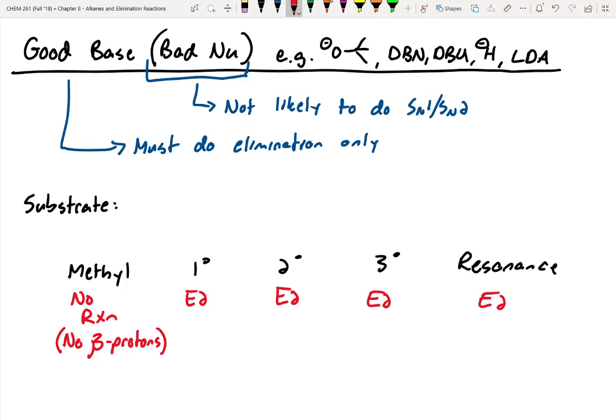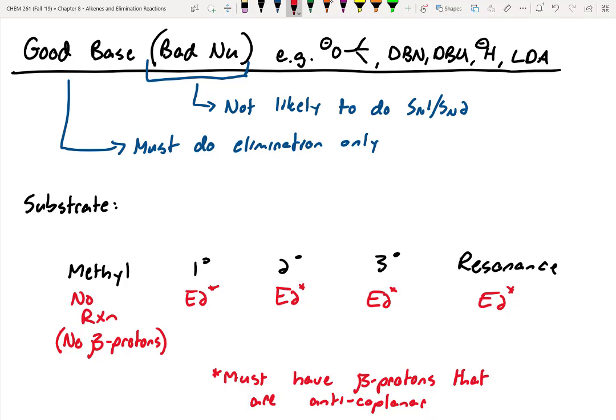So if we have a bad base, what sort of reaction might we get? E1, and we'll cover that a little later. But all of these, like we set up here, are going to be good, strong bases. So we're going to consider the fact that all of these would do E2 chemistry. Okay, so it's important to note, for all of these that you must have beta protons. So I'm going to put an asterisk on all of these and say must have beta protons that are anti-coplanar. If we don't have an anti-coplanar beta proton, we can't do any of these E2 reactions.